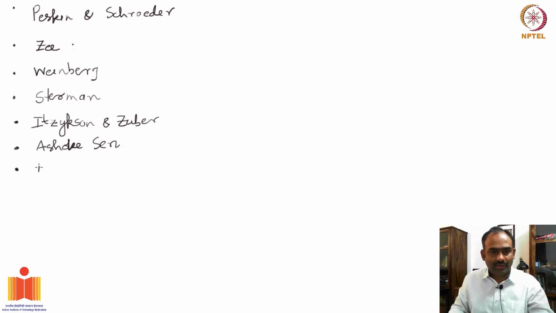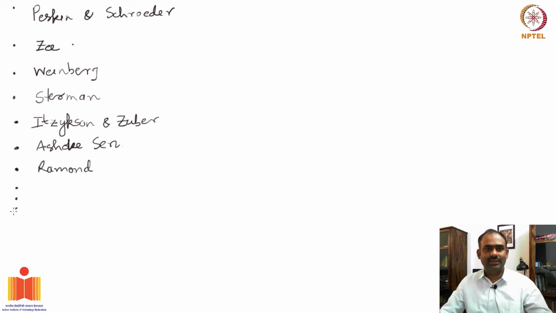And there's a book by Ramond. This is called Field Theory: A Modern Primer. And of course, there are many other books which have come out recently in the last few years, and you can also refer to them. So these are all the references that I have. Okay, good then.